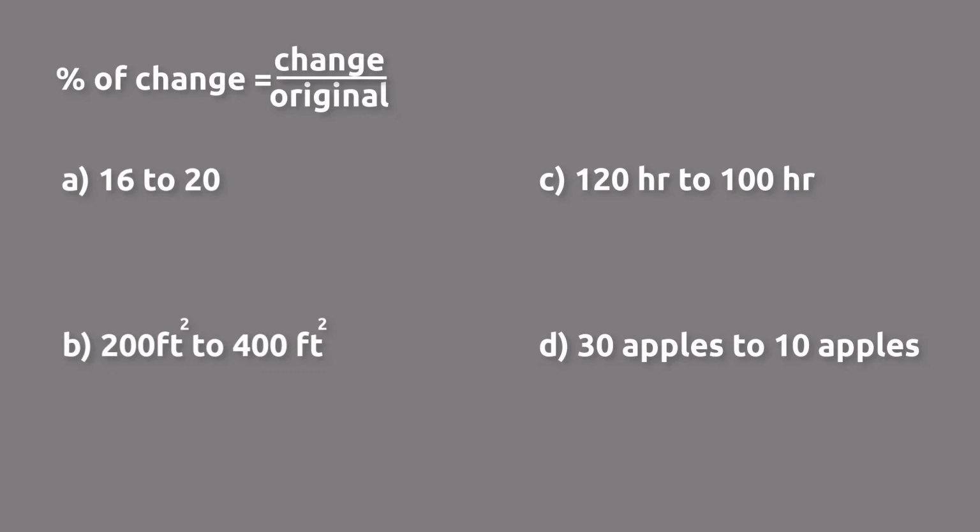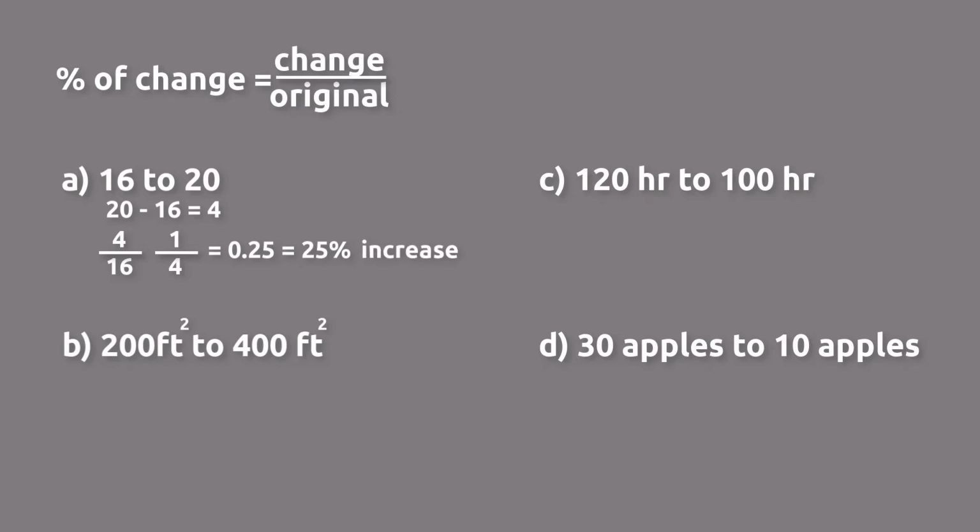So we're going from 16 to 20. First we need to find what was the change. 20 minus 16 equals 4. So the change divided by the original is 4 over 16. 4/16 equals 1/4, which as a decimal equals 0.25, which as a percent equals 25%. And since we went from 16 to 20, it's a 25% increase.